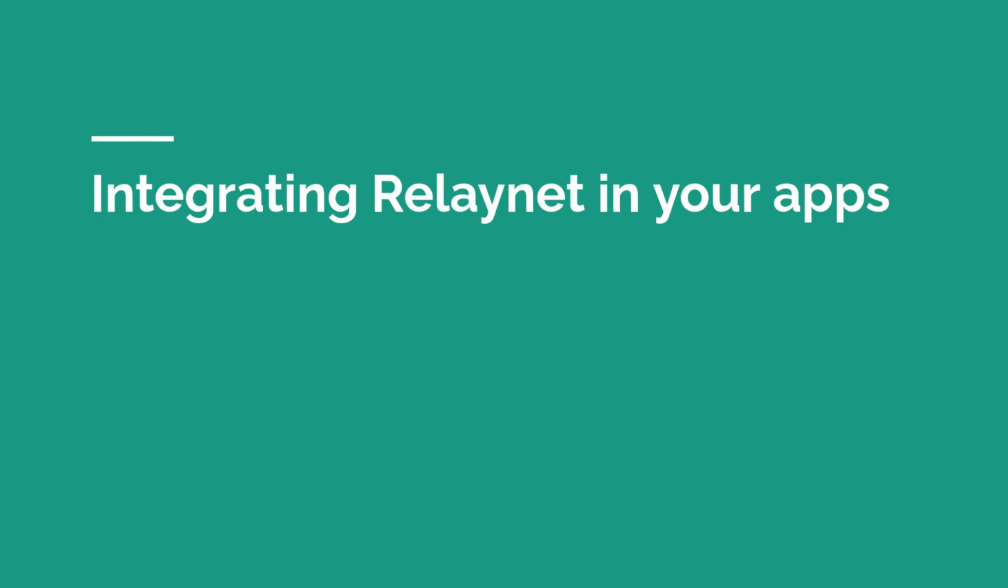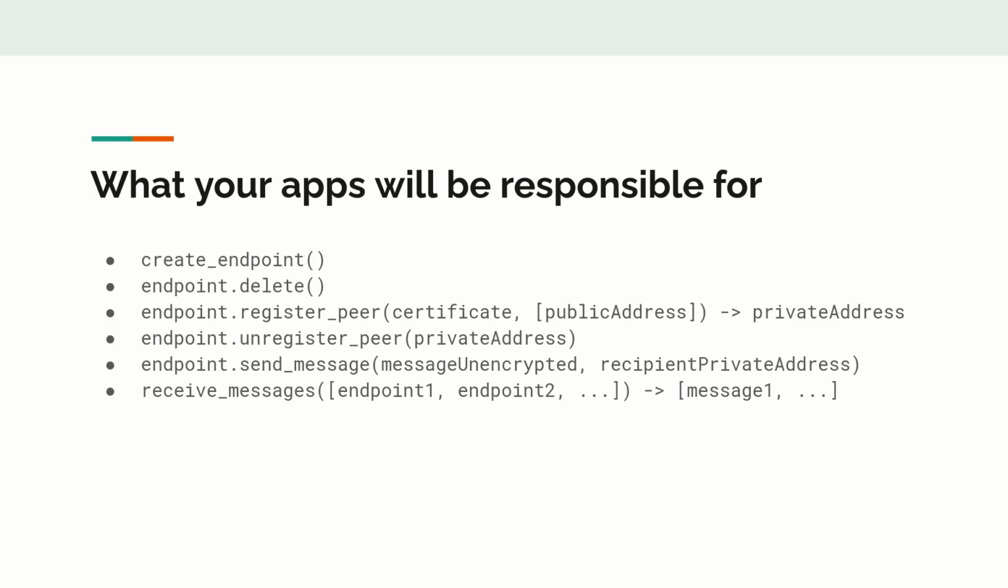Now let's talk about what it will be like to integrate Relaynet in your apps. There are basically 6 operations that you will be responsible for. So the first 2 have to do with creating endpoints for your app. If you wanted to, you can have just a single endpoint for all the communication in your app, and that may be okay depending on what it is that you are doing. Like in a centralized service, if you only have one recipient that you are going to be talking to, that's okay. But if you can have multiple, I would highly recommend that you create separate endpoints for each recipient.